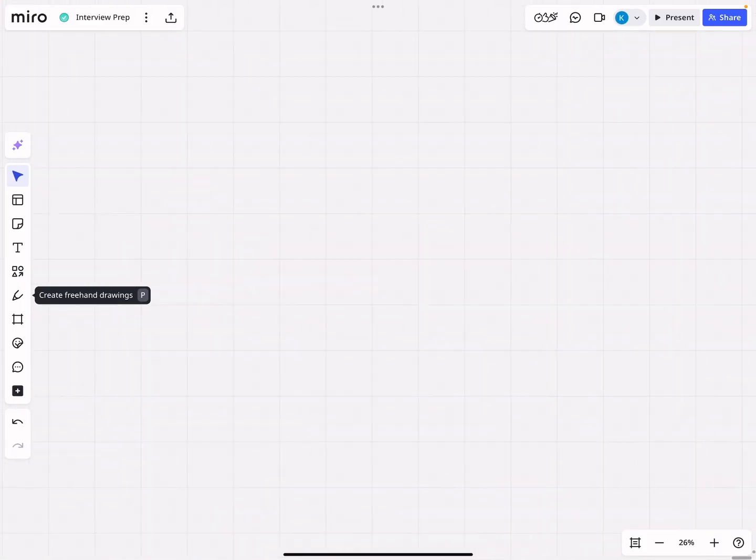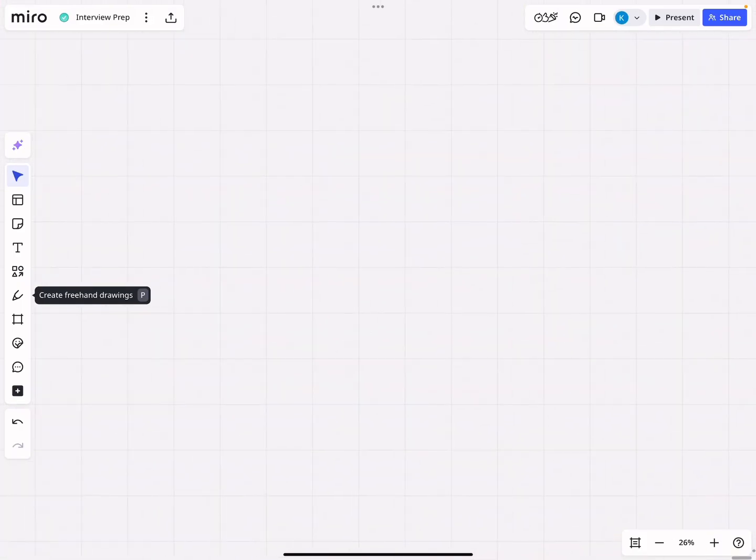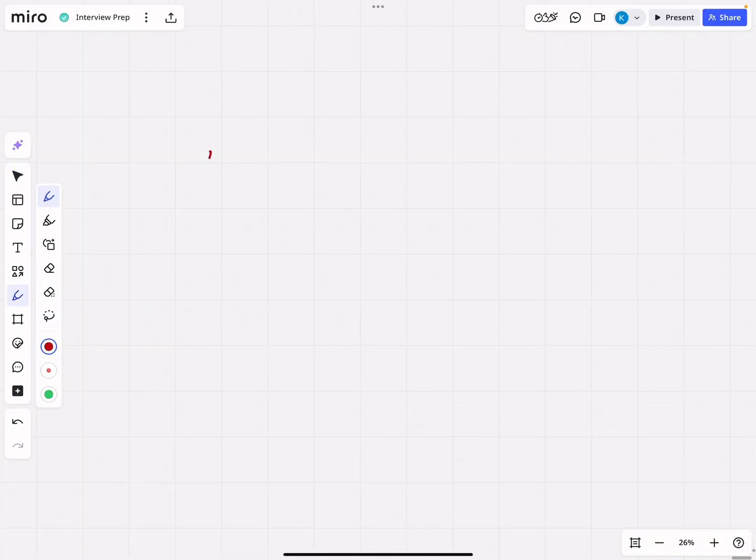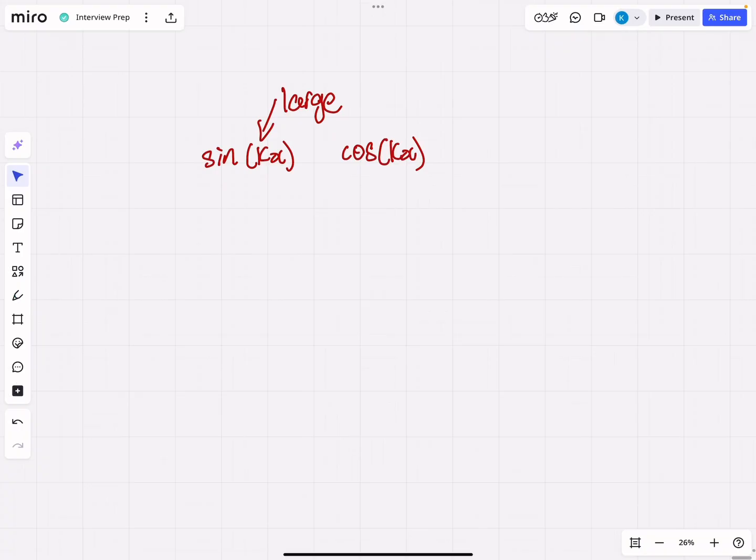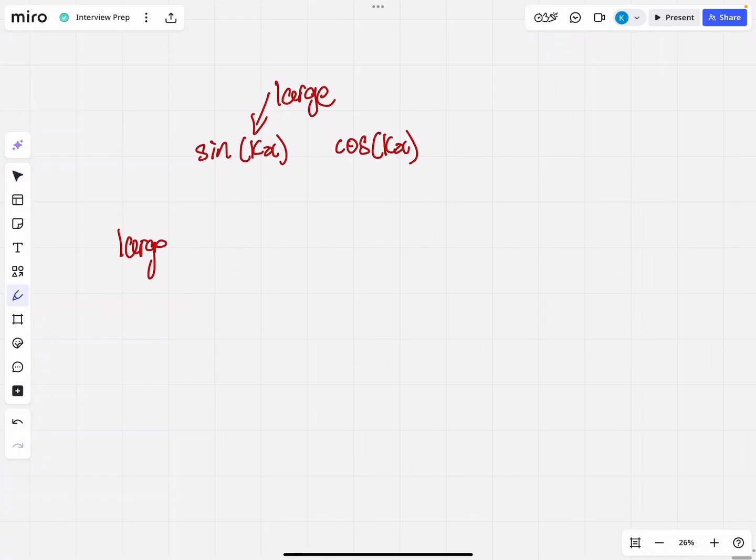The other thing I wanted to touch on with trig functions is sine of kx and cosine of kx when k is large and when k is really, really small. You look at this in A level. When k is large, our period is shorter, right? So that means our oscillatory behavior will look like this. It'll be very, very frequent.